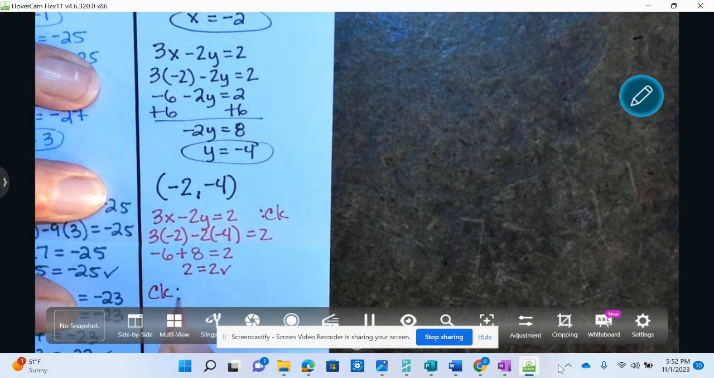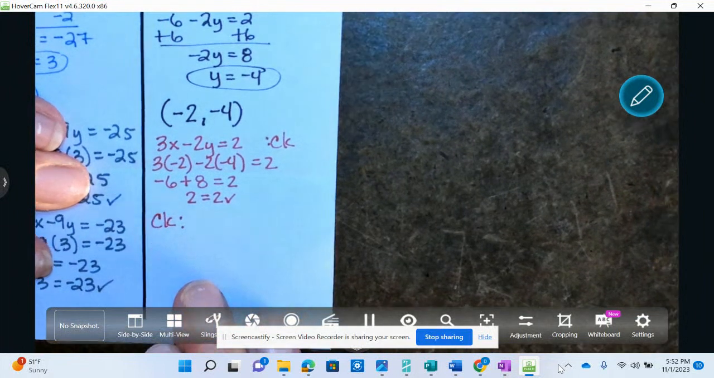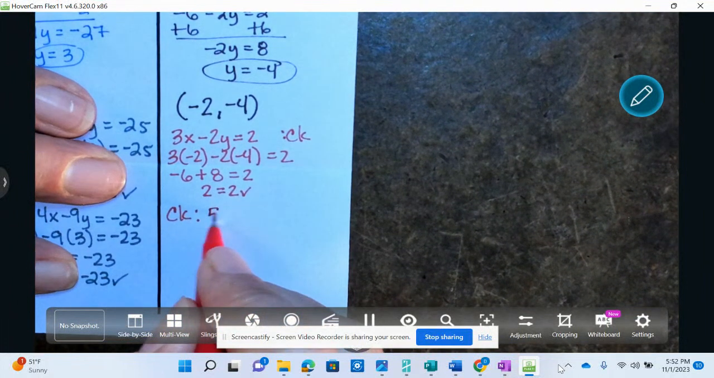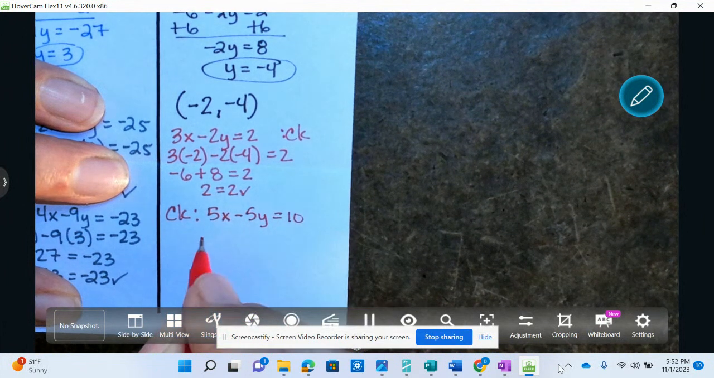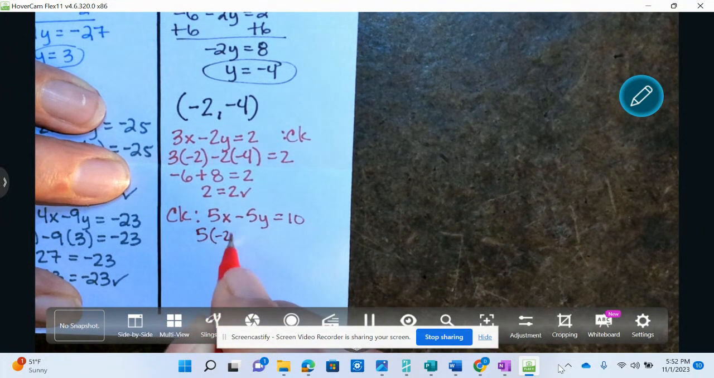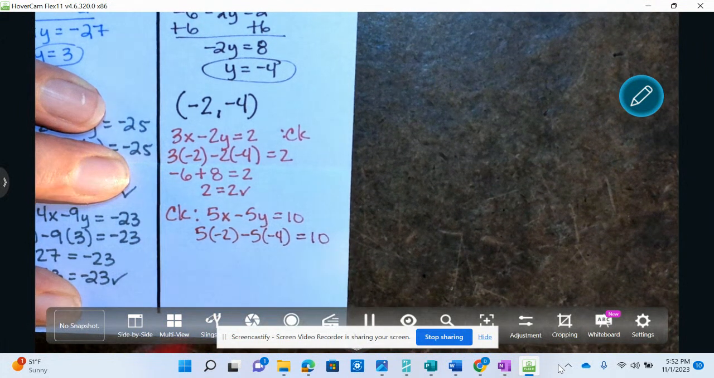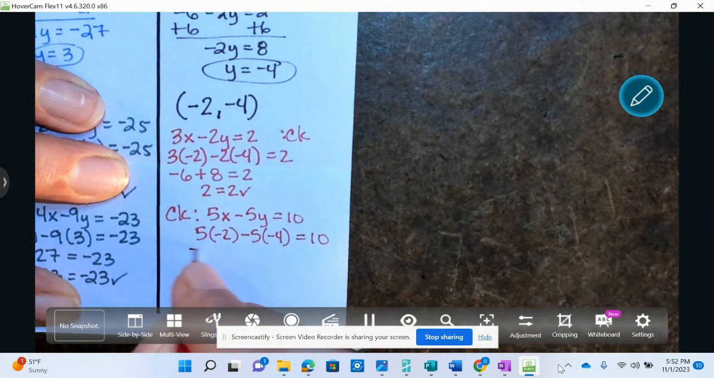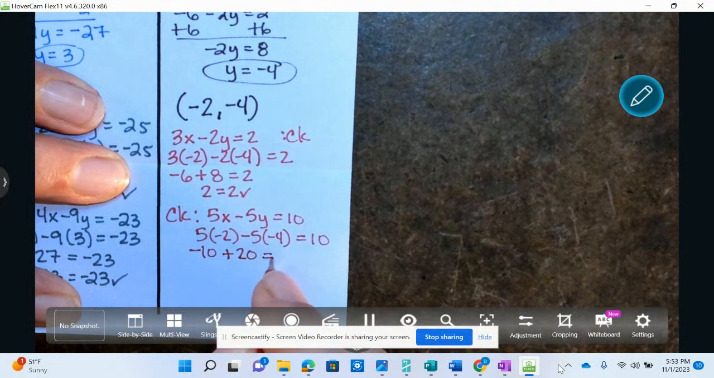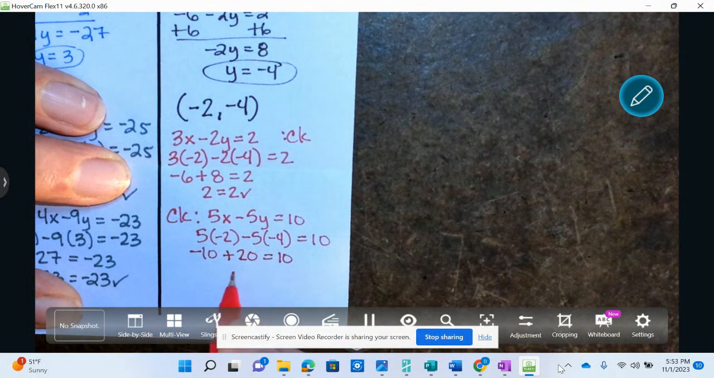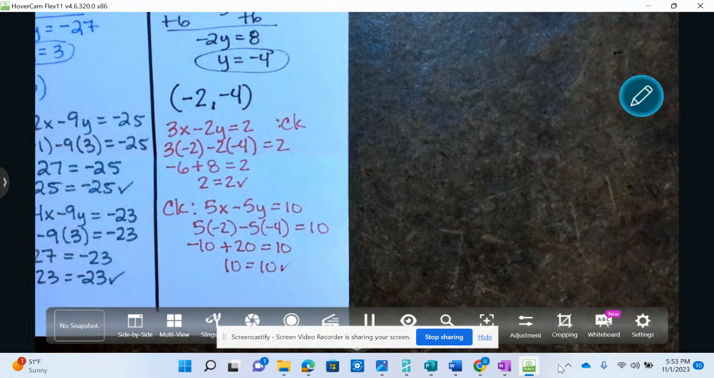Let's look at my second check. I'm using the second equation, 5x minus 5y equals 10. I'm going to substitute in a negative 2 for x, minus 5 times negative 4 for y equals 10. Well, 5 times negative 2 is negative 10. Negative 5 times negative 4 is positive 20 equals positive 10. Negative 10 and positive 20 is 10. 10 does equal 10, so it checks good.